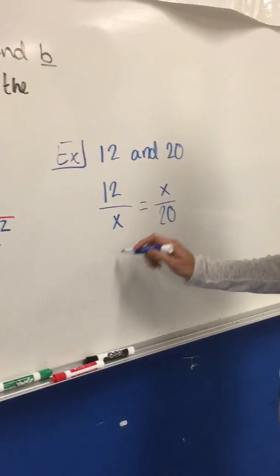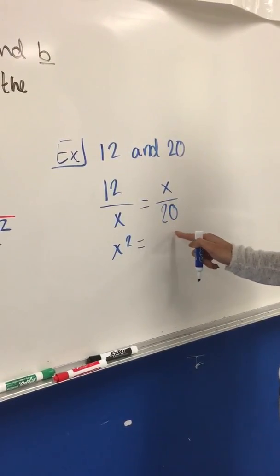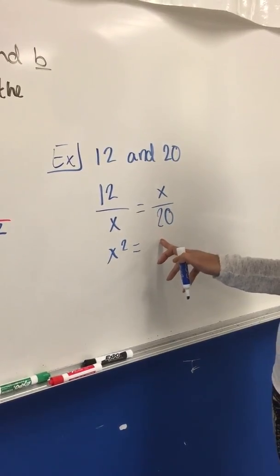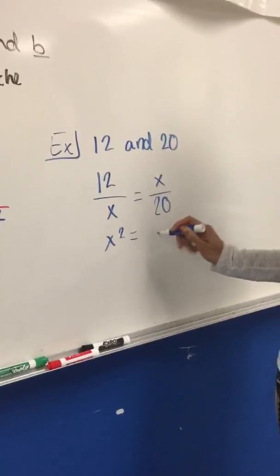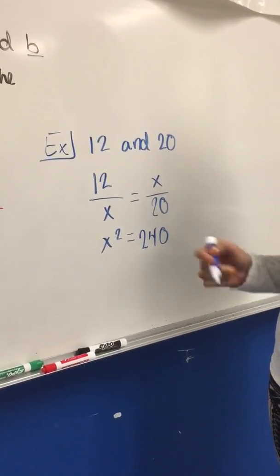Is cross multiply. So we get x squared is equal to what? 12 times 20 is what? Well, 12 times 2 is what? 24. So just put a 0 on the end of that and you got 240, okay?